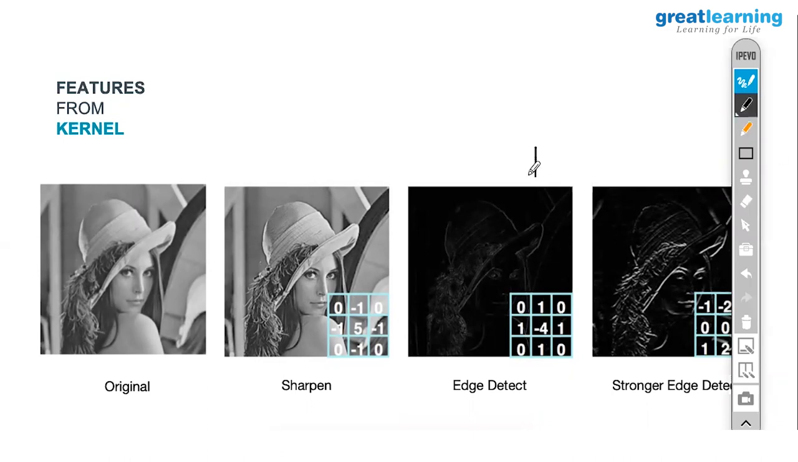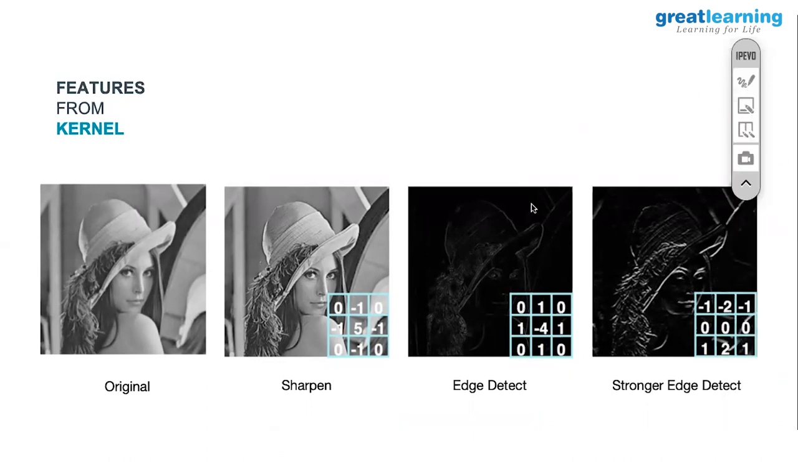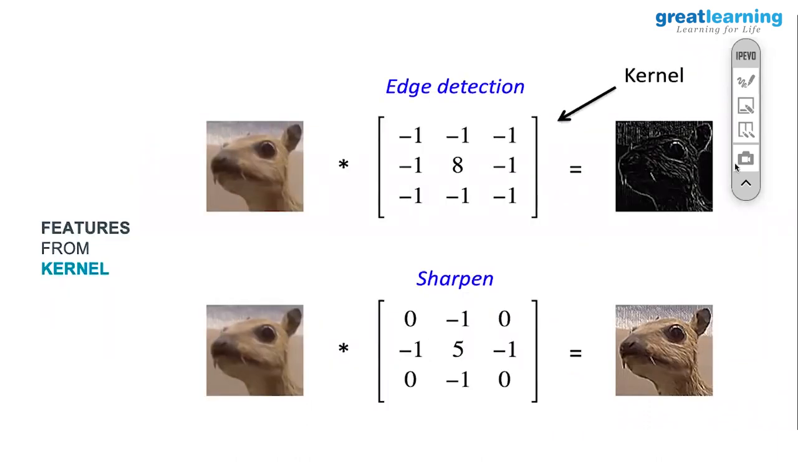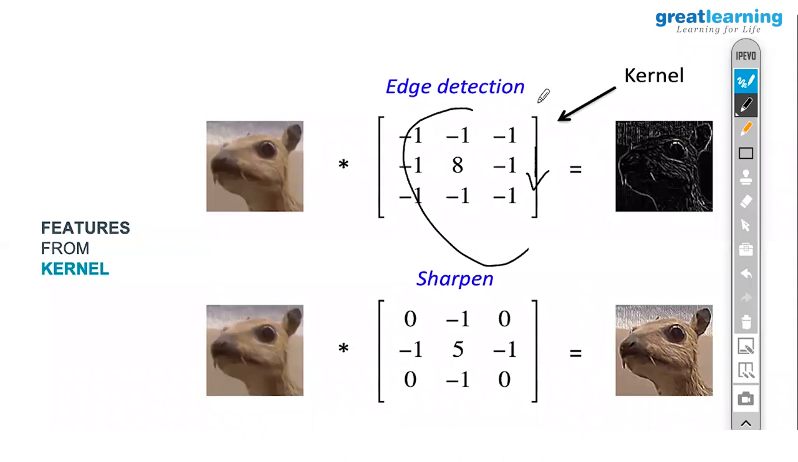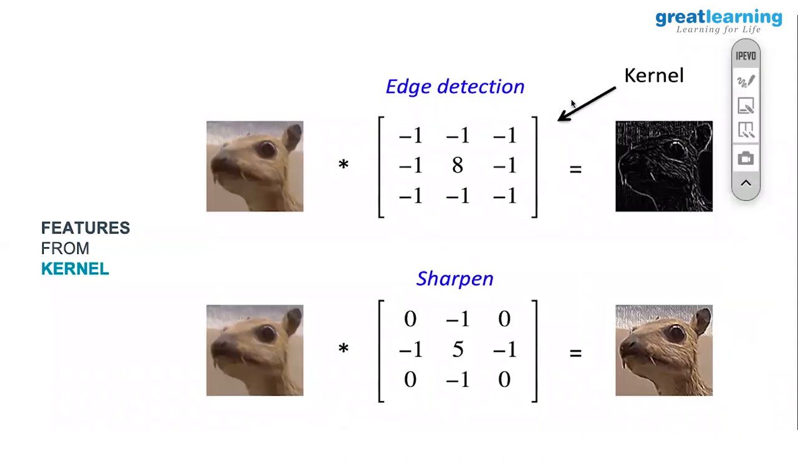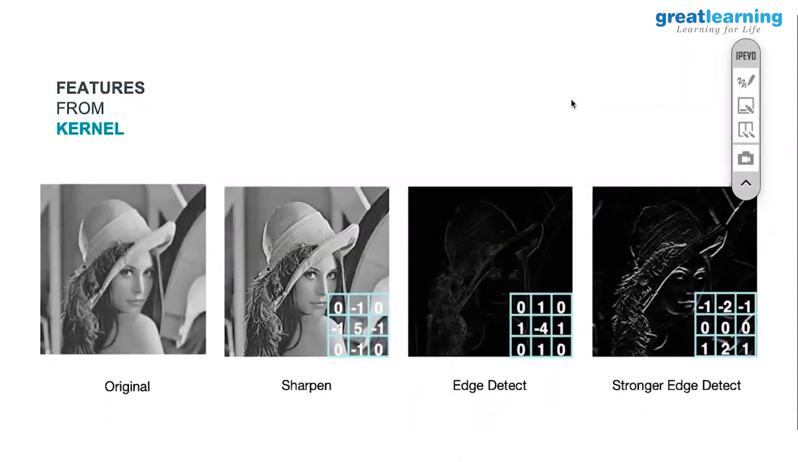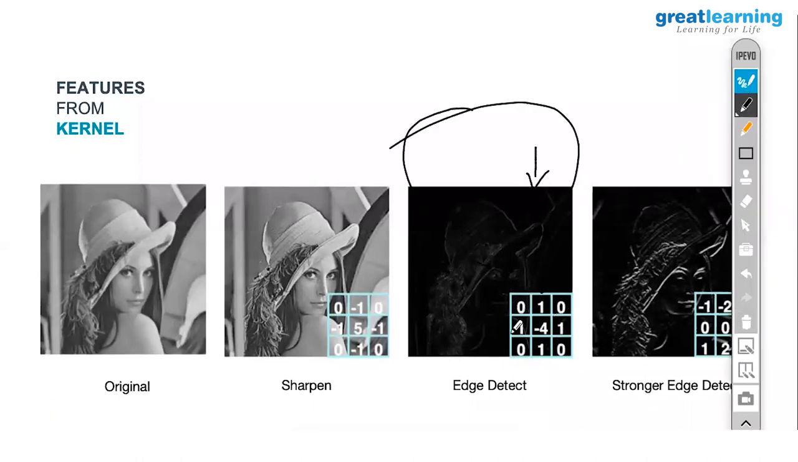Take this example, edge detection. Now, this edge detection, look at this. And look at our edge detection here. Is it in sync? Not at all. What it means is it's not necessary to always follow the same thing. In this edge detection, what we have done is we have highlighted the extreme edges with zeros and ones. And in the middle, we are changing it to -4.